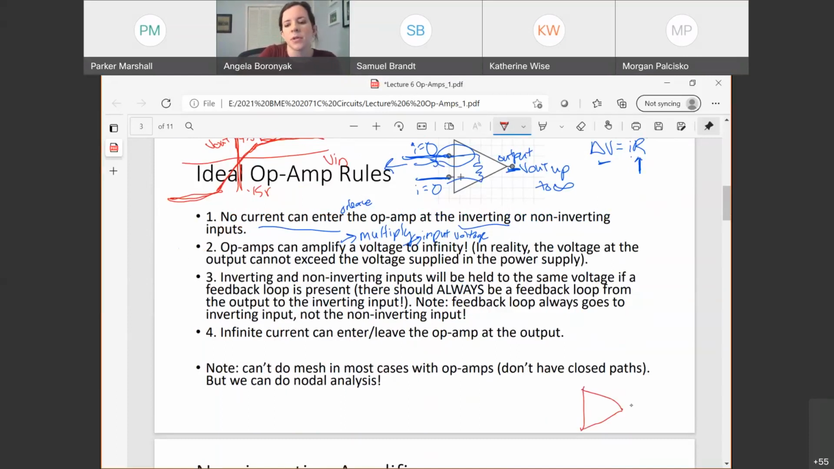Okay, so here's my op amp. It's a triangle. My inverting input has a negative sign, my non-inverting input has a positive sign, and here's my output. Feedback loops always go from your output, they measure what you create in your output, to your inverting input. It matters which one, because you're kind of comparing it to your input.